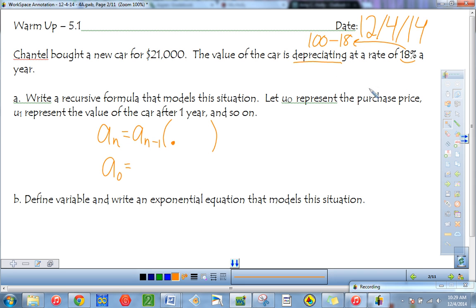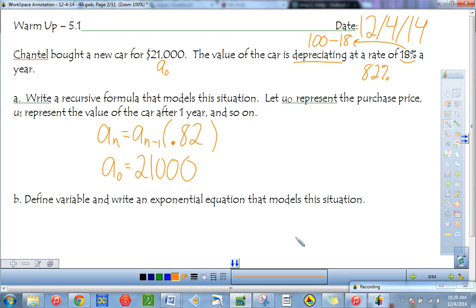Okay? So, what is 100 minus 18? 82. Okay, so do I put that? Yes, very good. You put it into a decimal, you do 0.82. Percents are not actual numbers, they're kind of like a ratio. You need to convert into a number. And what is my a sub 0? 21,000. Does that make sense?